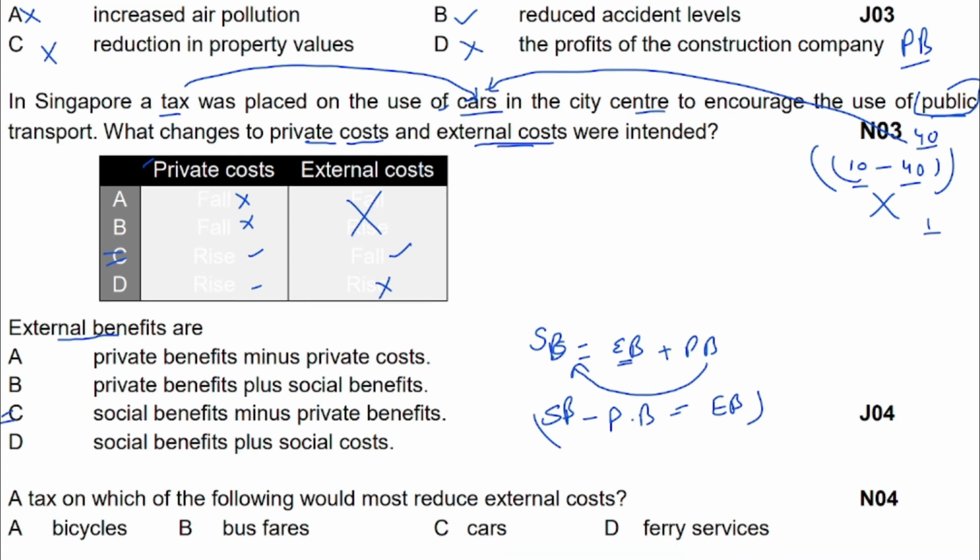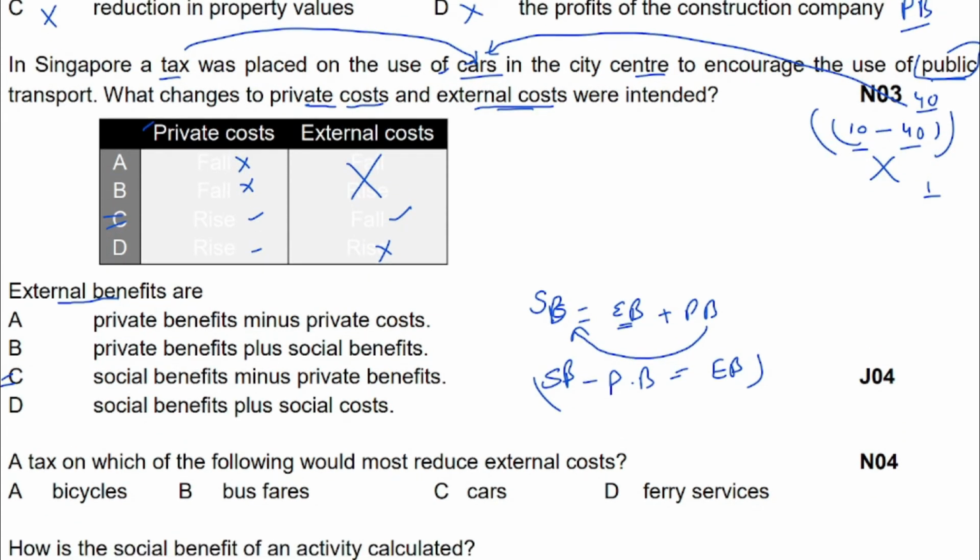The last question for this video is: a tax on which of the following would most reduce external cost. It means tax on which of the following will reduce negative externality or pollution in the environment. If we tax bicycles, there will be no benefit because they are already not creating any kind of pollution. If we tax bus fares, bus fares will become expensive, so people will avoid using buses. Then, when fewer buses and more cars are running on the road, pollution will increase. Similarly, if we tax ferry service, external cost cannot be reduced.